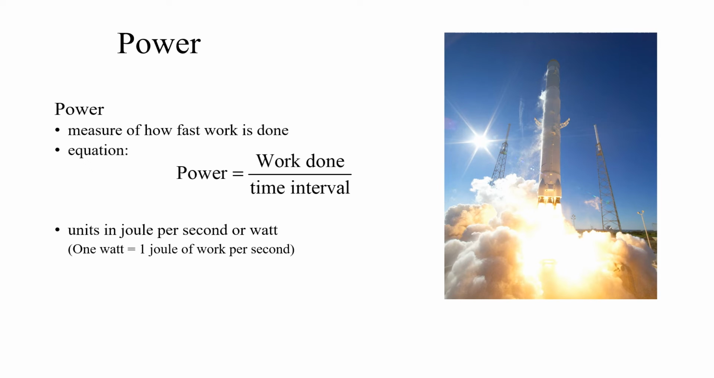So the equation for power is the work done divided by the time to do the work. And so looking at the units, work units of course are joules and time is in seconds, and the power unit is called a watt. So 1 watt is 1 joule of work per second. And it's named after a person, so we use a capital W to represent a watt. The person, of course, was James Watt, who was famous for the steam engine.